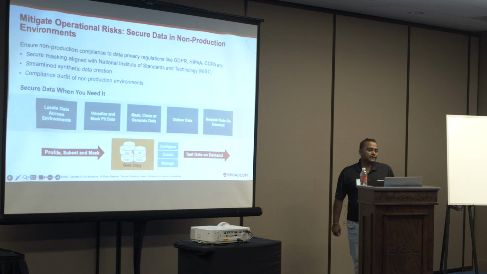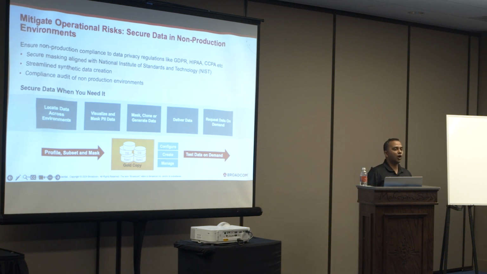The second one is mitigating the operational risk, right? So we have to secure the data in the non-production environments. So how would you do that? The first thing is that we have to identify the PII data. We have to be in compliance with the HIPAA rules or any privacy regulations, like GDPR, CCPA, etc.